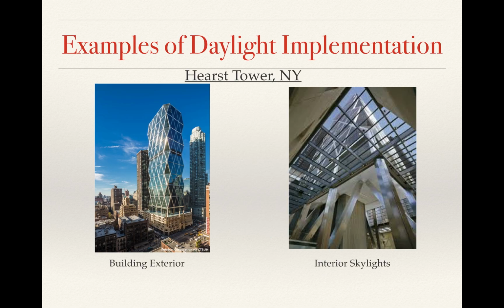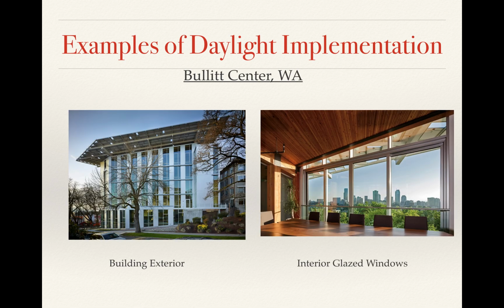Here we see an example of successful daylighting techniques in Hearst Tower, which is located in New York City, New York. It uses proper window glazing and interior skylights to keep the building well lit and also keep the summer heat and winter cold out. Another example of proper daylighting is the Bullitt Center in Seattle, Washington, which is also regarded as one of the greenest buildings in the United States. The building uses large glazed windows throughout the structure to keep it well lit and illuminated.